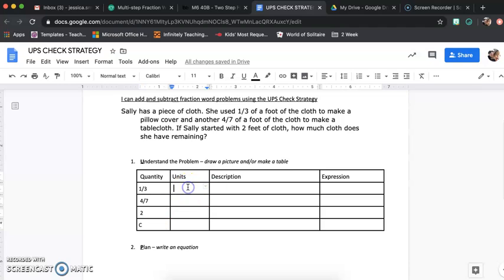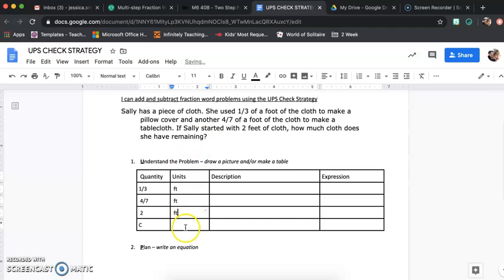So now I'm going to go back to my problem, and I'm going to figure out what the unit of this is. The 1/3 is 1/3 of a foot, so my unit is going to be feet. The 4/7 is also a foot of cloth, so that's going to be feet. And then also my 2 is feet.